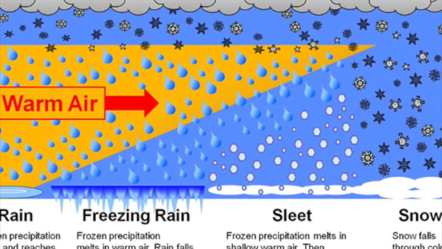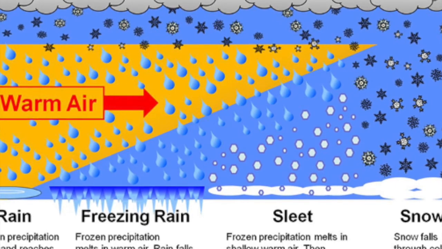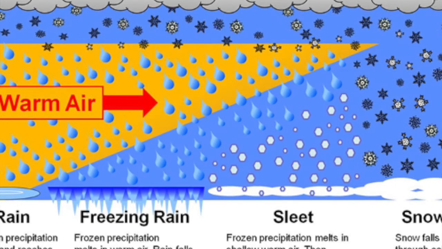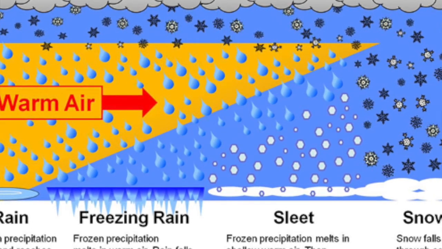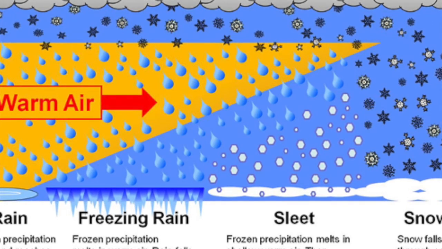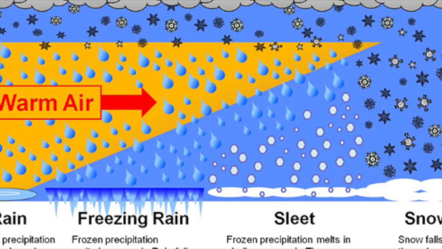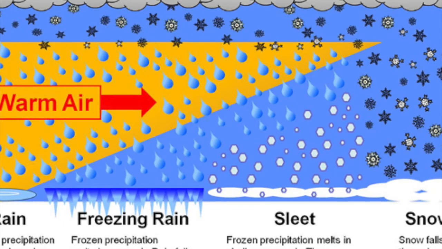When the supercooled drops strike the ground, power lines, tree branches, aircraft, or anything else below 0 degrees Celsius, they instantly freeze, forming a thin film of ice, hence freezing rain.